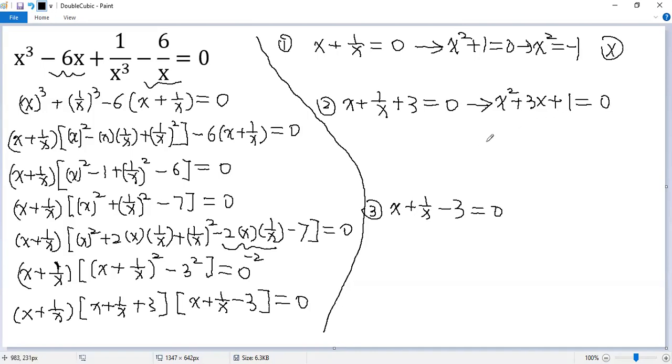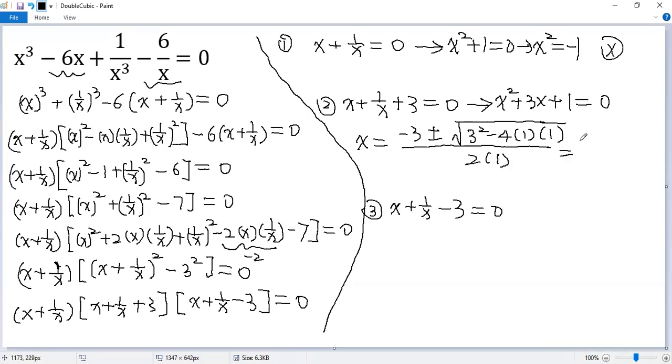It is hard to factor directly, so let's just use the quadratic formula. So x equals negative b, so negative 3, plus minus the square root of b squared minus 4 times a times c, divided by 2 times a, which is 1. We can simplify that. So we get negative 3 plus minus the square root of 9 minus 4, 5, divided by 2.